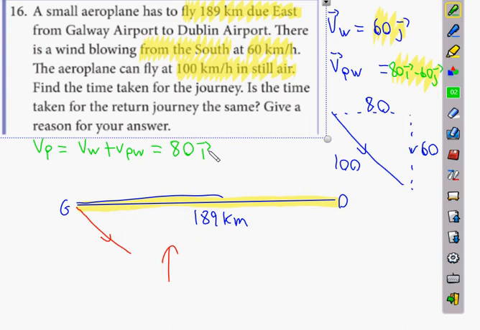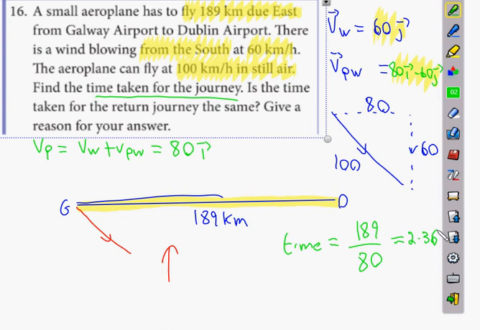So distance over time. Does it say anything about the angle? Just the time taken is what I want. So time is going to equal 189 divided by 80. Can anyone tell me what that is? 189 divided by 80? 2.4. Is it 2.4? Yeah. On the dot? No, 2.3625. Alright, so 2.36, okay.